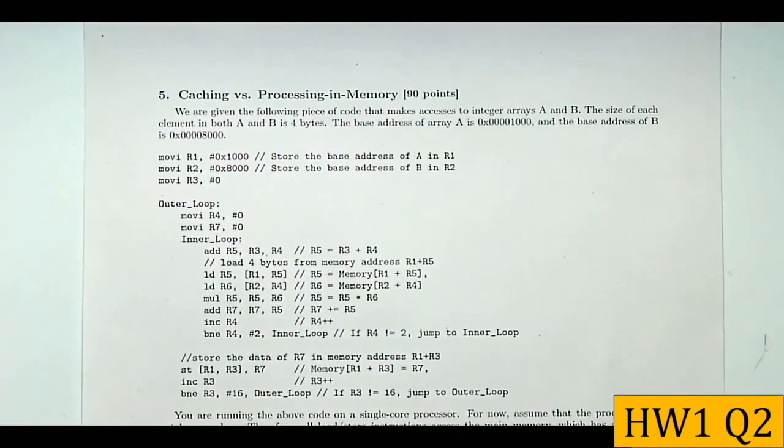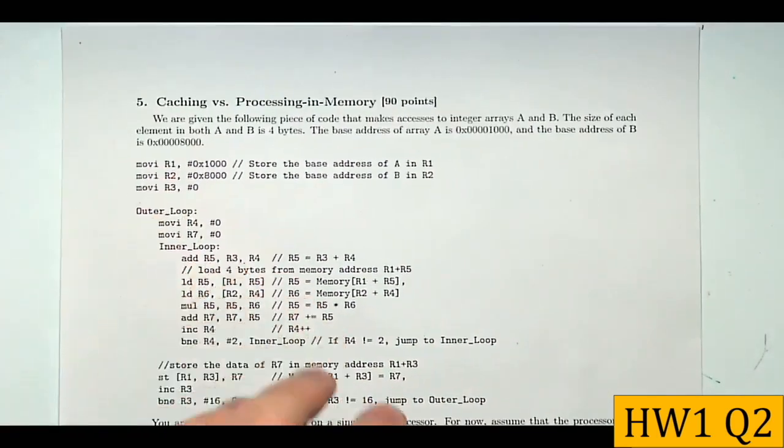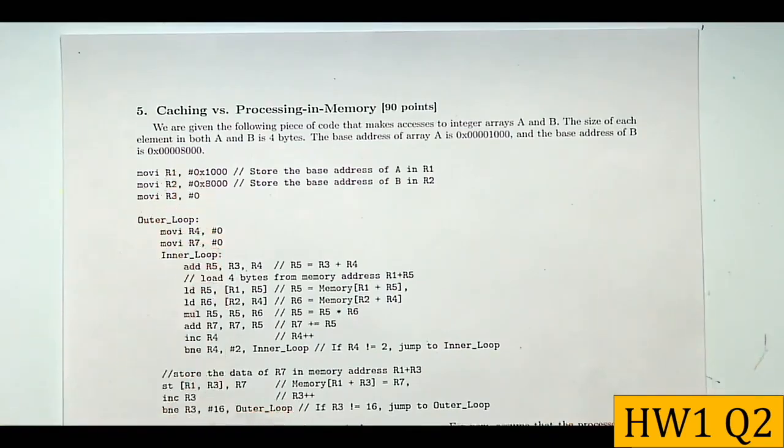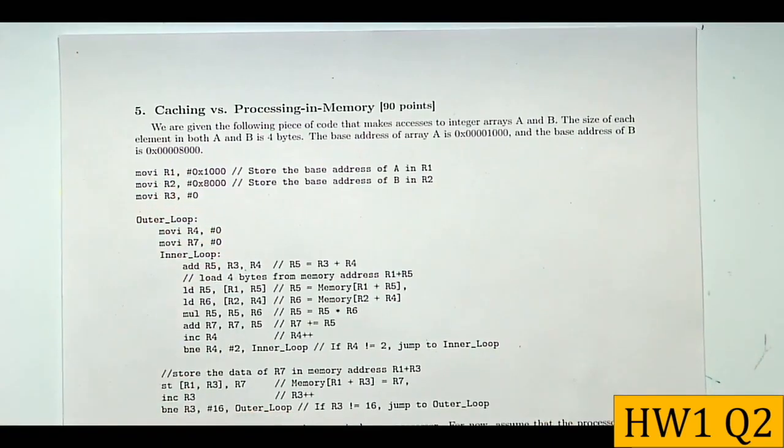Okay, the next question is from the second homework. This is question 5 from homework 2. It covers caching and processing in memory. And the question is like this.